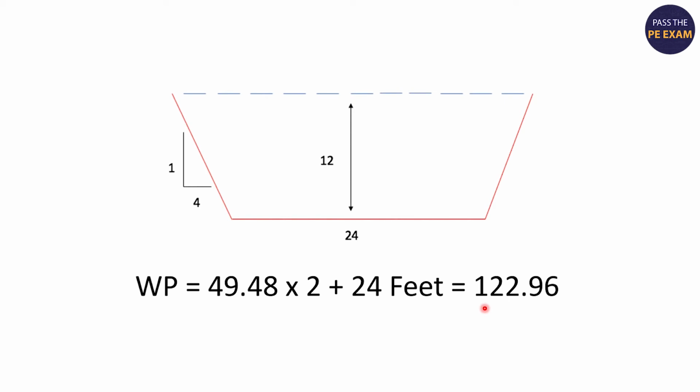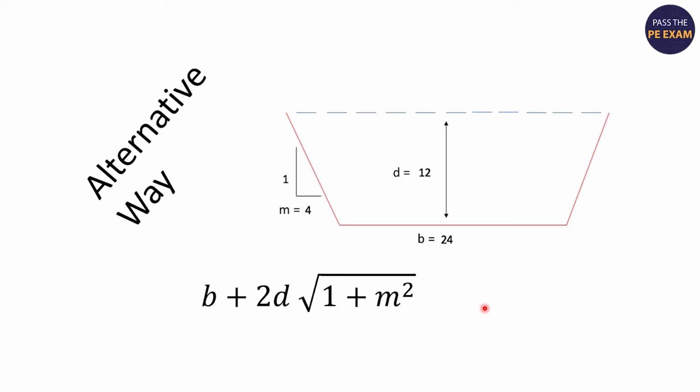As I always talk about on Pass the PE exam, your biggest enemy in this exam is time. You need to finish as many problems as you can in a finite amount of time. So I want to give you an alternate way to go through this problem with just one equation based on the variables that have been given to us.